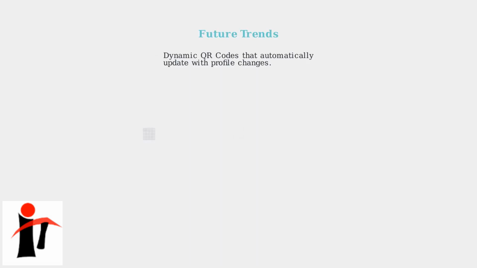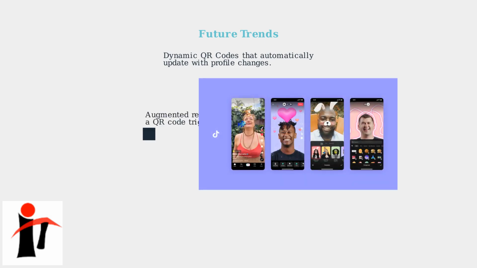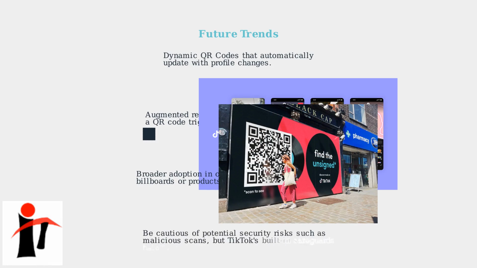As for future trends, look out for dynamic QR codes that automatically update with profile changes. Also, expect augmented reality integrations, where scanning a QR code triggers TikTok AR effects. You may also find broader adoption in offline marketing, like billboards or products with physical QR placements. Be cautious of potential security risks, such as malicious scans, but TikTok's built-in safeguards help to mitigate risks.